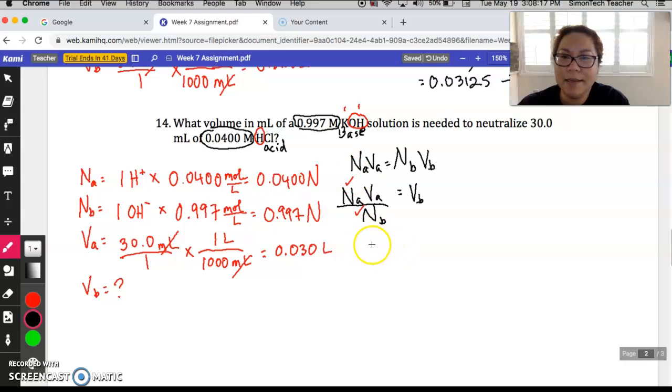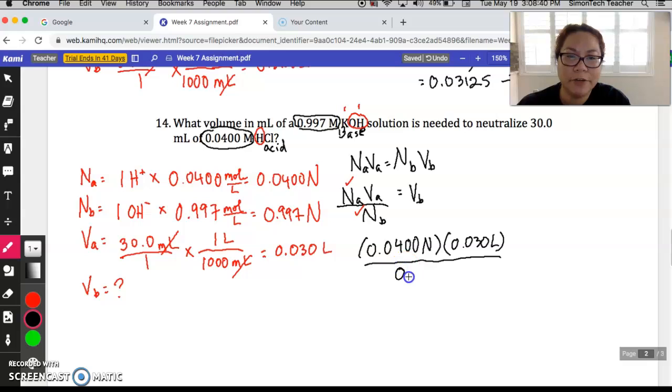The Na we have over here, so it will be 0.0400 normality. The VA is the volume of the acid, and we converted that to liters. So it's 0.030 liters divided by the normality of the base, and we figured that out, 0.997 normality. We can cancel out the Ns, plug this into our calculator. Again, if you don't have a calculator, just look it up on Google, scientific calculator.